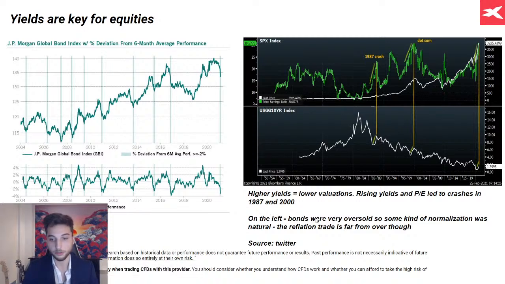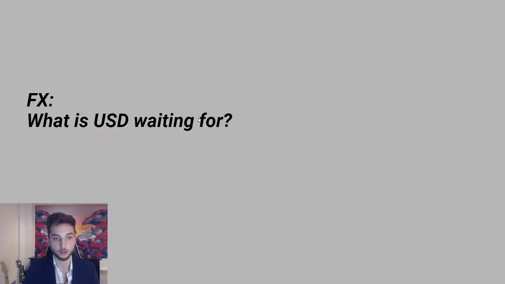And on the left, we have on this chart, bonds were very oversold, so some kind of normalization was natural. The reflation trade is far from over, though, as you can see. The JP Morgan Global Bond Index, at the top, way oversold. At the bottom, overbought. Or rather, overbought, oversold.